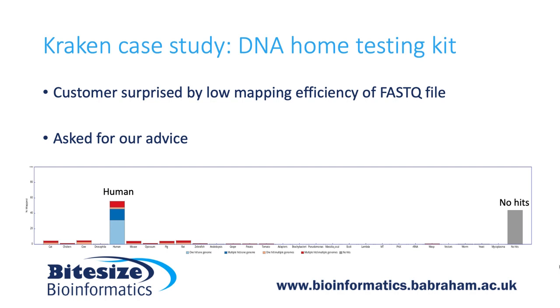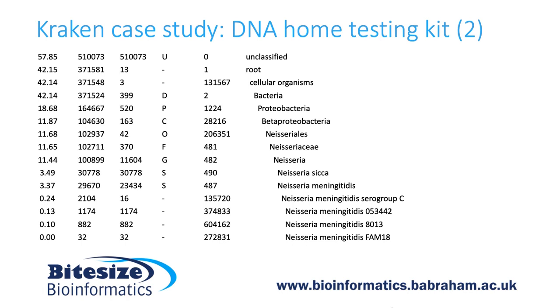So we ran it through FastQ Screen, as you can see, and we validated that they were in fact getting poor results. Then we dug a little bit deeper, and we used the filtering options in FastQ Screen to extract all the FastQ reads which didn't map to the human genome. We then took this FastQ file and went on to analyze it with Kraken. What you can see here are the first few results that we got back from Kraken when we used it to process these reads which didn't map to the human genome.